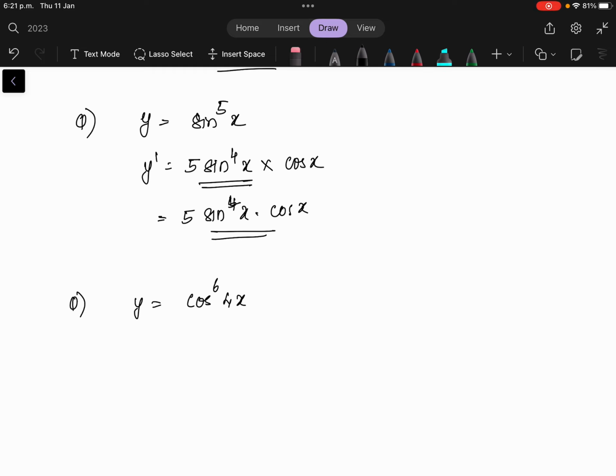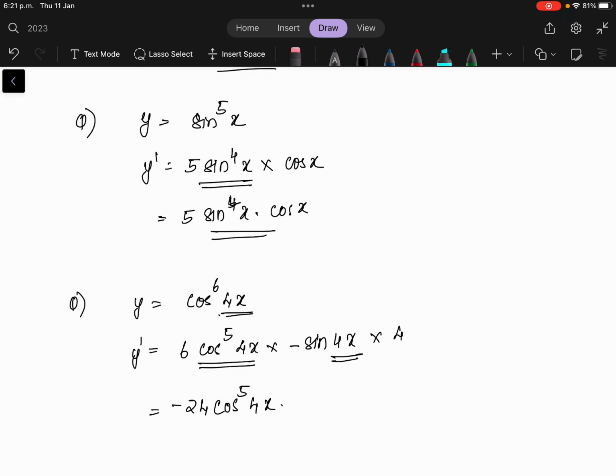If you have another question like y is equal to cos to the power of 6 of 4x, why it is different from the previous one is that you have the exponent and also this number here. So y dash is equal to 6 cos to the power of 5 of 4x, times the derivative of cos 4x, which is minus sin 4x, then differentiate 4x, which is 4. So don't forget to differentiate twice. Then it will be minus 24 cos to the power of 5 of 4x times sin 4x. This is what you have to remember when doing differentiation.